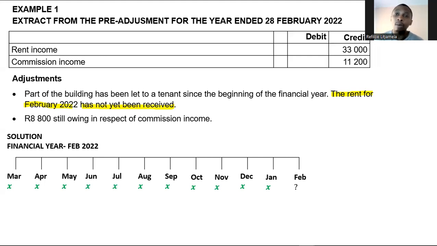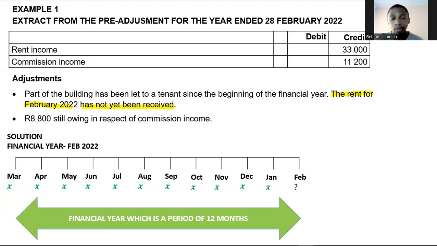Remember, when we prepare our financial statements, we prepare them as at the end of the financial year. We look back from the beginning of the year as to how much income we have earned up to the end of the financial year. In this case, our financial year will be for 12 months, which started on the 1st of March 2021. However, we are missing 1 month rent. Question is, how do we calculate that 1 month rent that is missing?